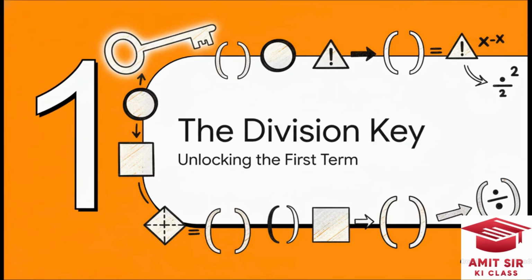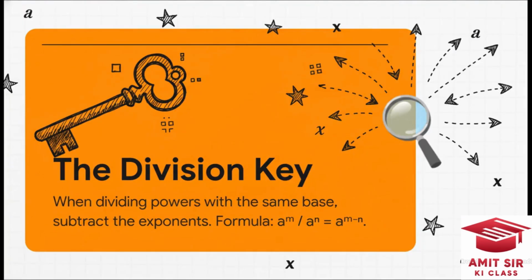So where do we even start? Well, the first step is to unlock what's going on inside each of those sets of parentheses. And to do that, we need our very first key. We're going to call it the division key. Now, this key is one of the most fundamental rules of exponents. You've probably seen it before. It's simple. When you're dividing powers that have the same base, in our case, that base is x, all you do is subtract the bottom exponent from the top one. That's it. This is our first tool to start chipping away at this problem.